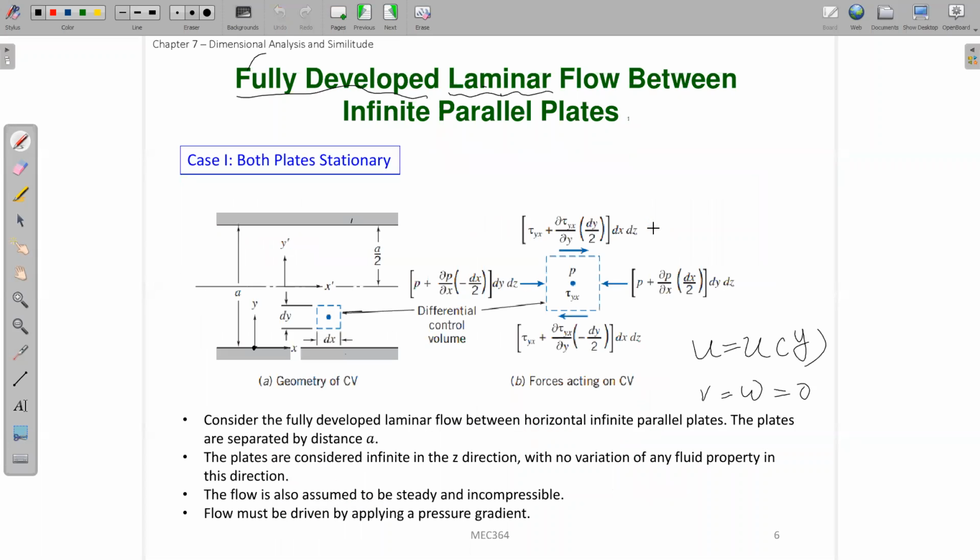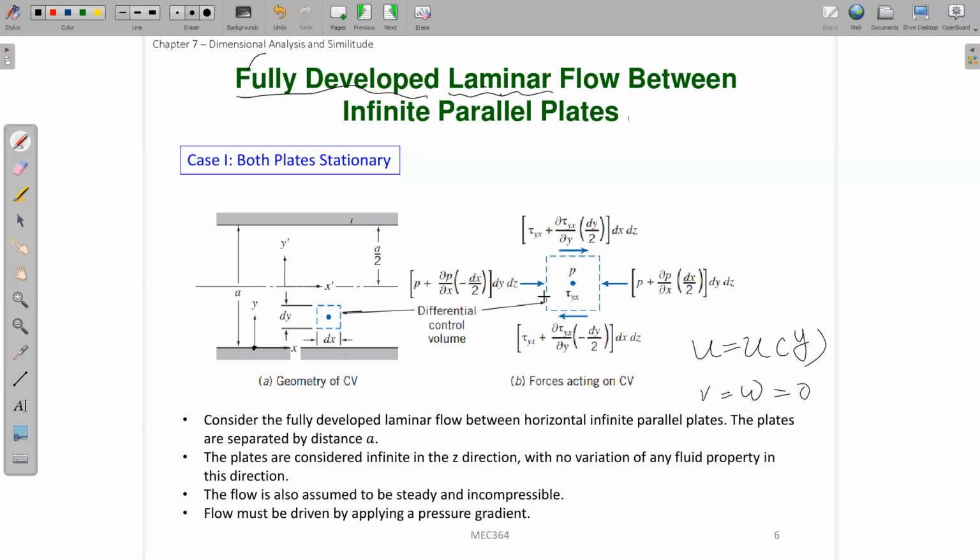Okay, in this method, we define a small control volume inside this flow field. Assume this is the control volume, and assume that we know, at the center of this control volume, what the pressure P will be and what this tau yx will be. Tau yx is the x direction stress on these y faces, right? And then, because we want to apply the x direction momentum equation, we want to see what x direction force is working on this control volume.